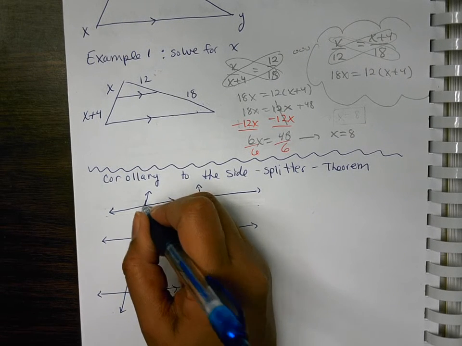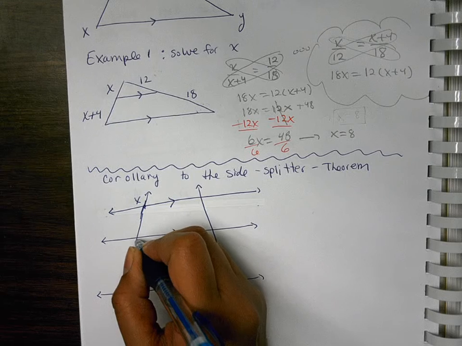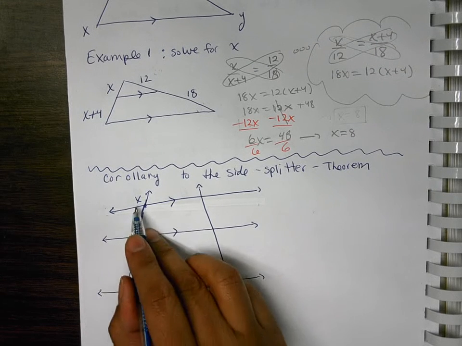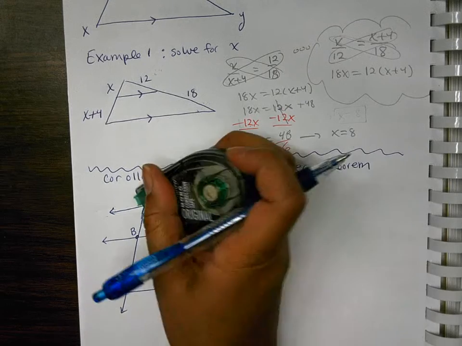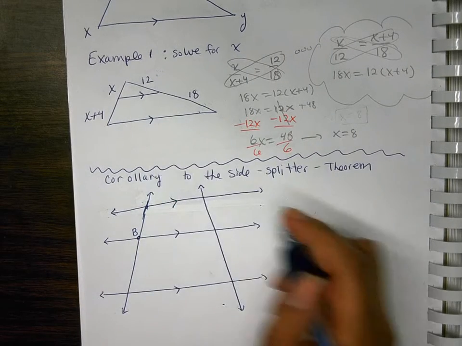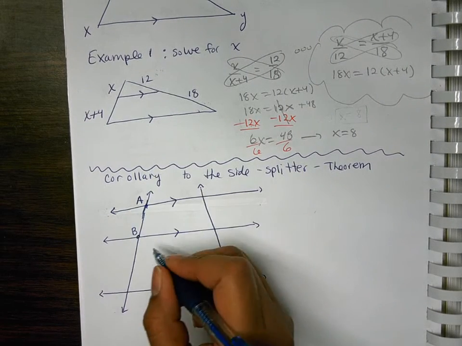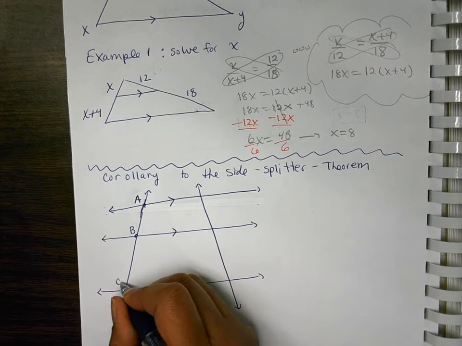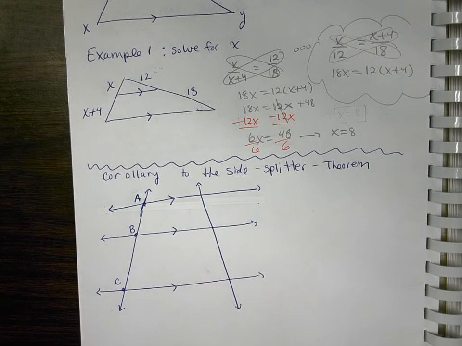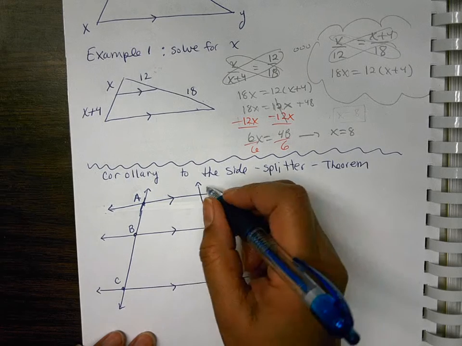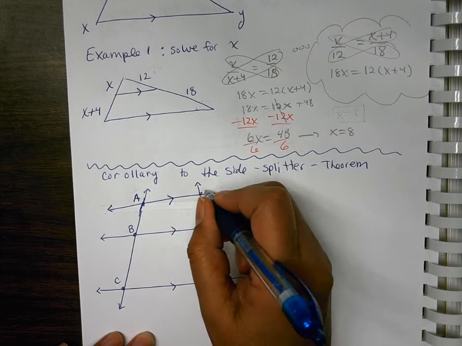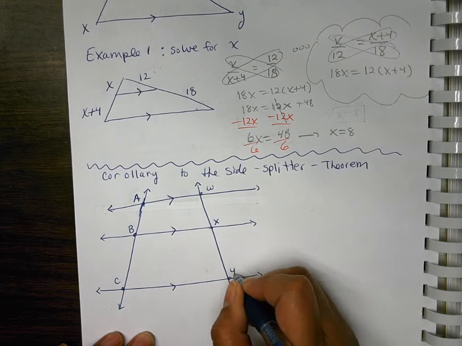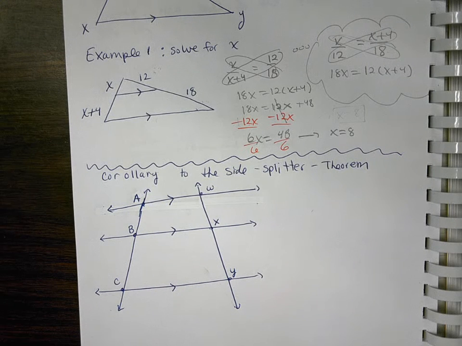This point of intersection here is X. Actually, I'm going to take that back. I'm going to go back up and call that A. I'm going to call the second one B, and this one here I'm going to call C. Then on the right side, these points here, I'm going to call W, X, Y.